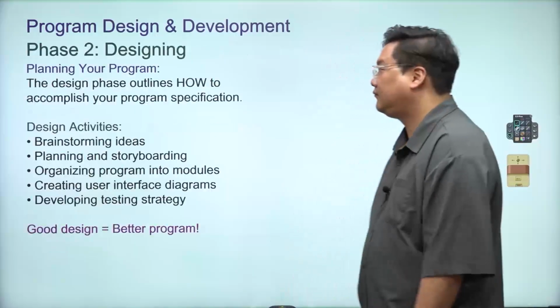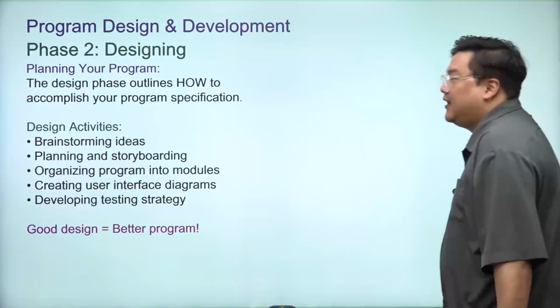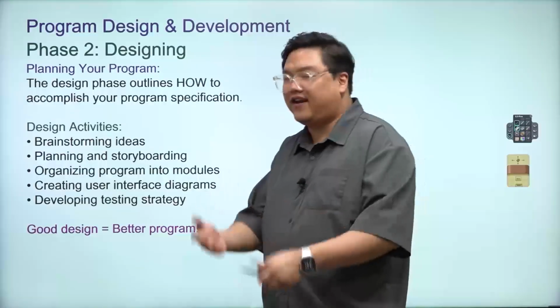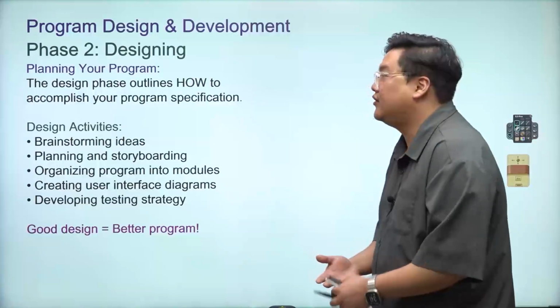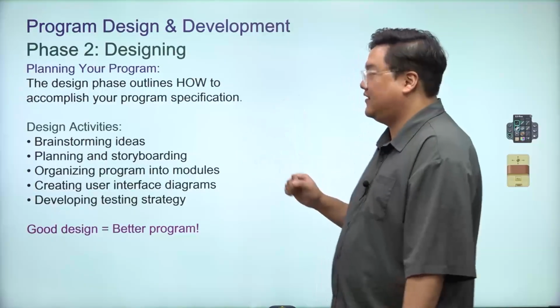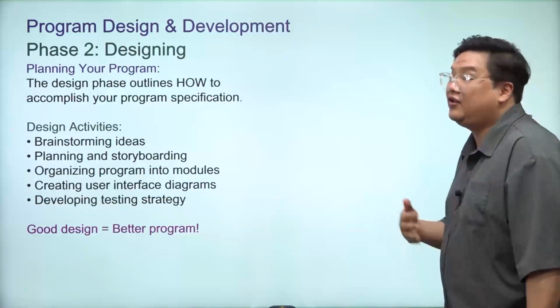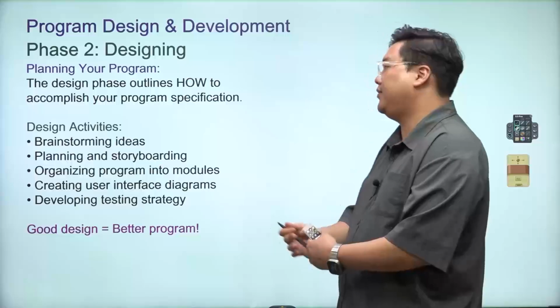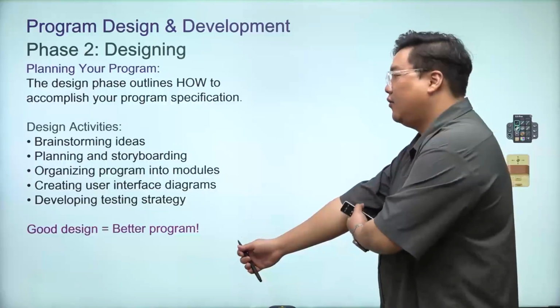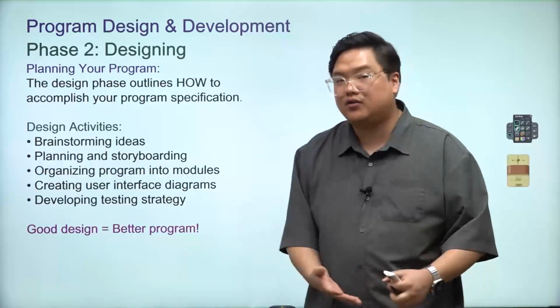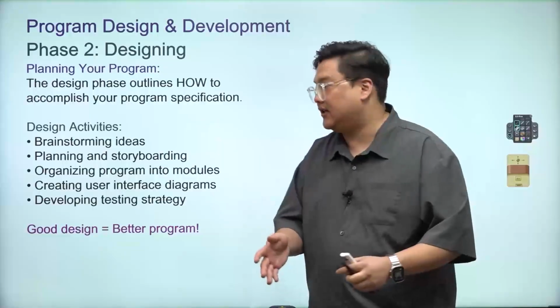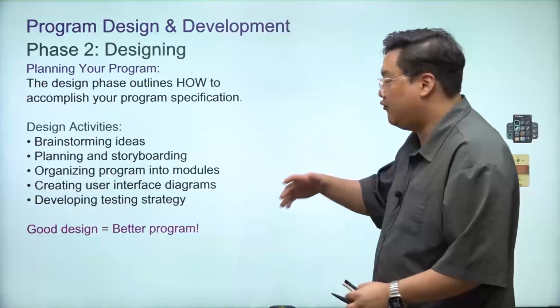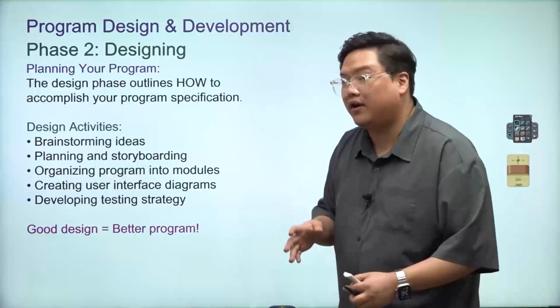Okay. Now that's phase 1. Once you figure out the needs of the users, you move on to phase 2, designing. This is where you plan your program. The design phase outlines how to accomplish your program specification. What you need to do here is brainstorm ideas. How can I tackle this? So you plan, you write, and that's storyboarding.